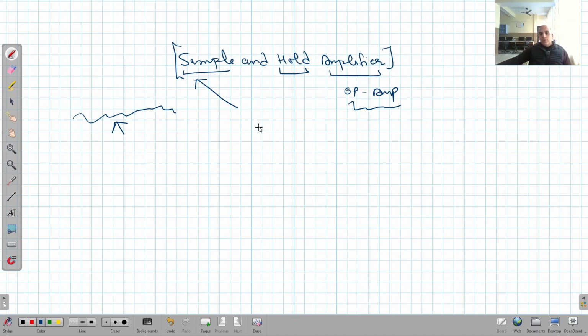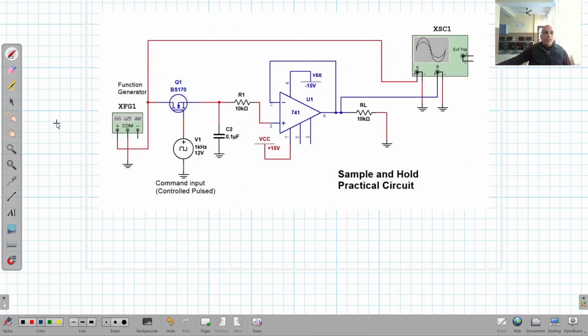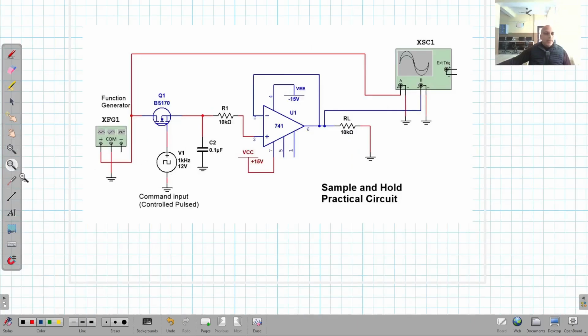So I'm showing you the circuit diagram here. You can see this is the circuit diagram shown here. Yes, this is the entire circuit, the sample and hold practical circuit, right? Now you can see this is what? This is an operational amplifier, op amp.